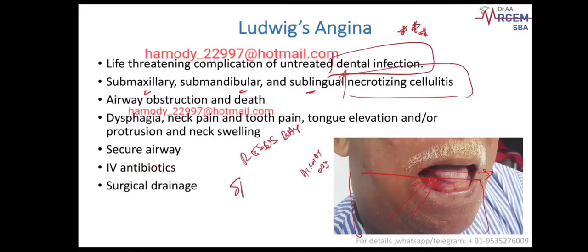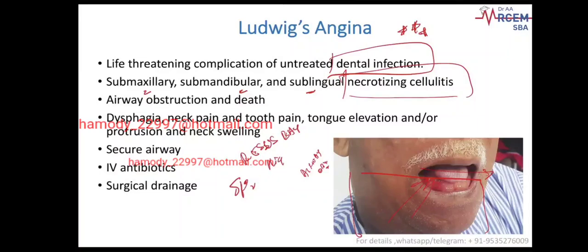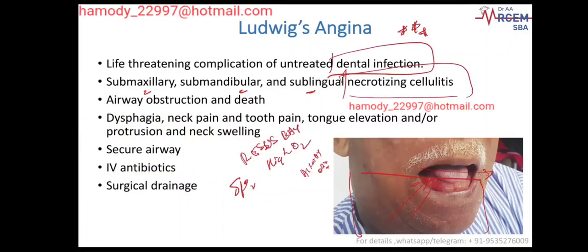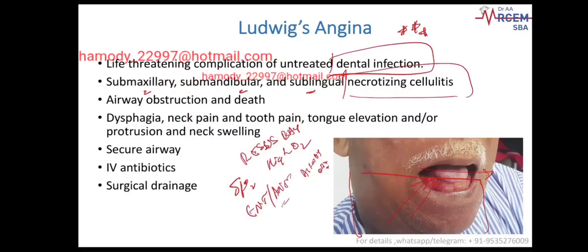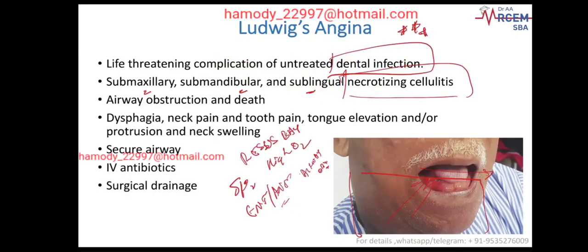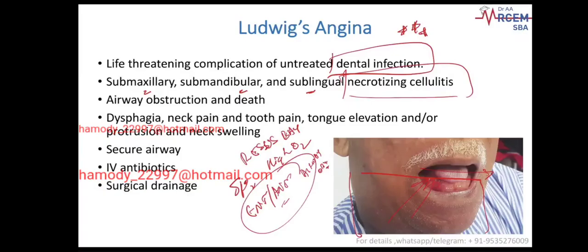If SpO2 levels are on the lower side, connect them to high flow oxygen. Next thing is involve the ENT and anesthetics because he has an impending airway compromise. If there is an airway compromise, it will be a very difficult intubation. That's why ENT and anesthetics need to be involved immediately.